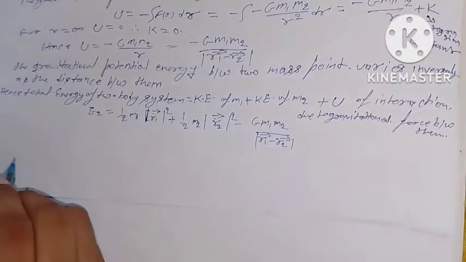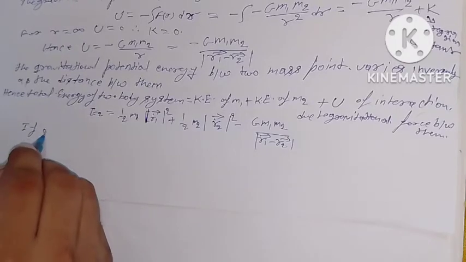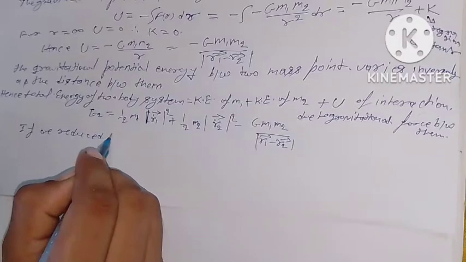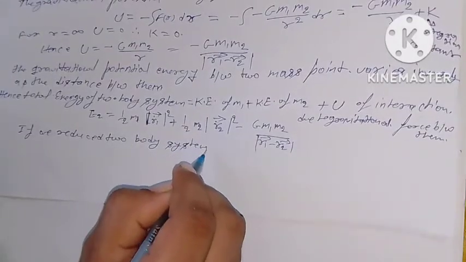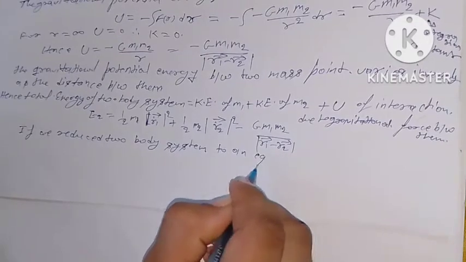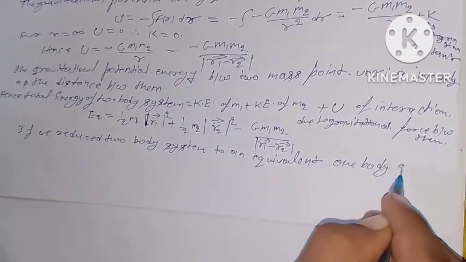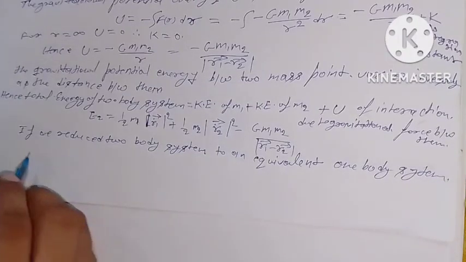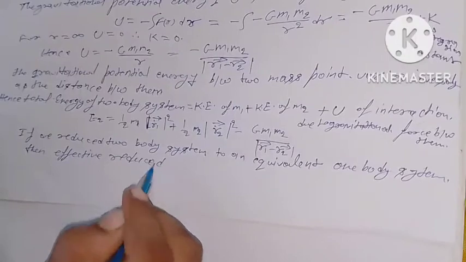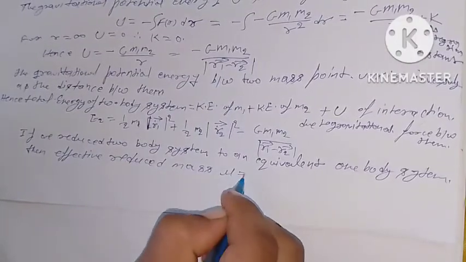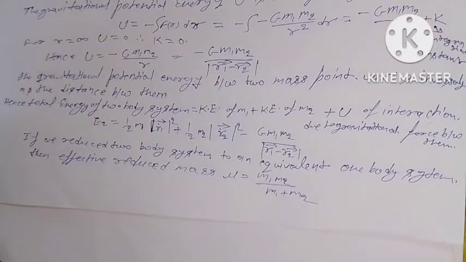If we reduce the two body system to an equivalent one body system, then the effective reduced mass mu equal to m1 m2 upon m1 plus m2.